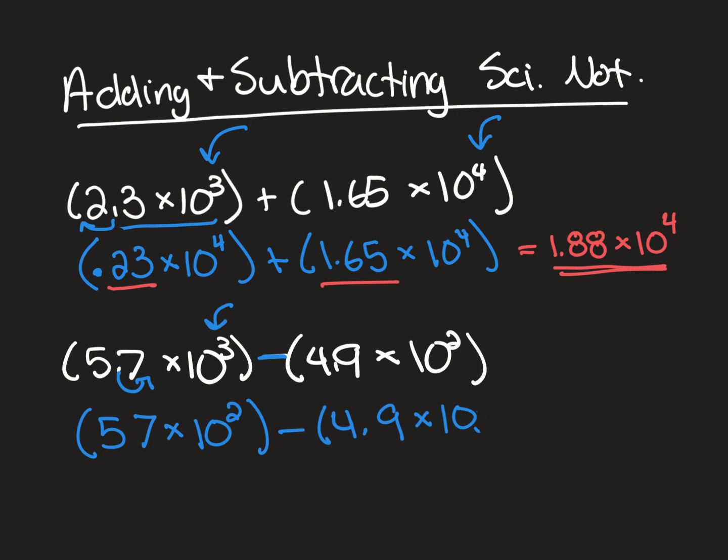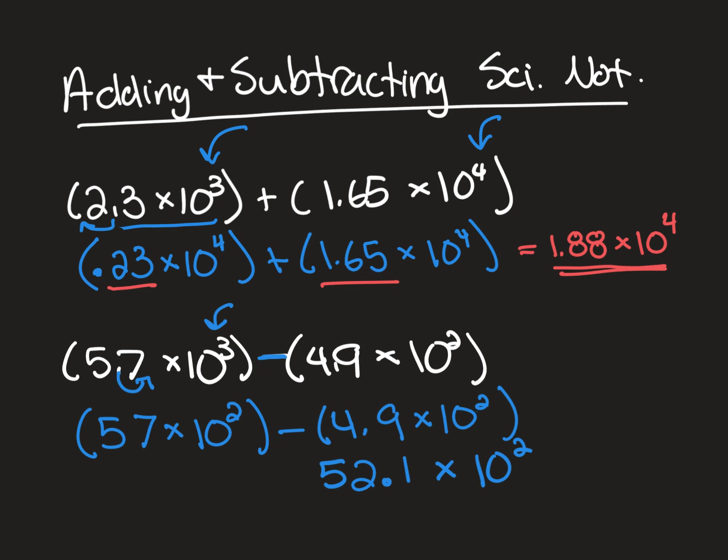Let me fix that. 2. Okay? And again, now that they match, I'm going to go ahead and use my calculator. 57 minus 4.9. I have 52.1 times 10 to the second power.